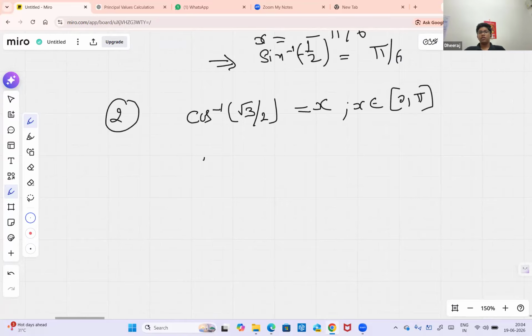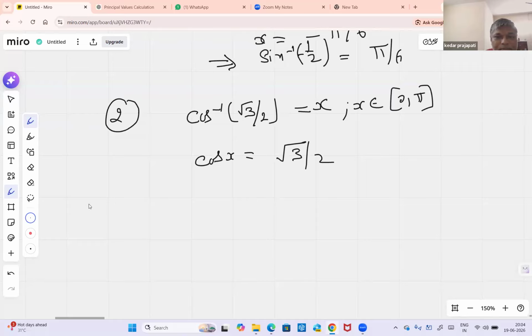So this will become cos x is equal to root 3 by 2. And root 3 by 2 is equal to cos pi by 6. So now this pi by 6 is in between the range, yes, and x is equal to pi by 6.